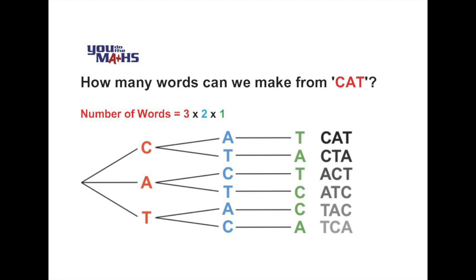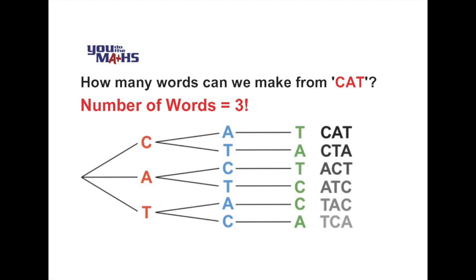Now when we write out a multiplication of consecutive integers all the way down to 1, in this case 3 times 2 times 1, there's a quicker way to write that, and we use factorial notation. So in this case, 3 factorial replaces 3 multiplied by 2 multiplied by 1.